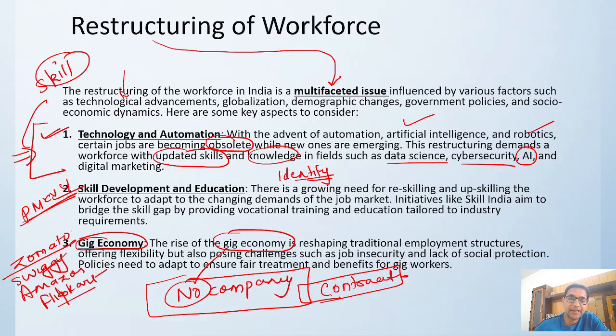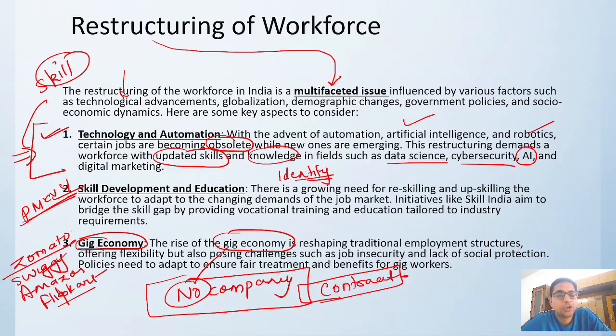They should do the work, they get the money, and the rest of the company is not responsible for the things. Okay, so because this gig economy is already reshaping the traditional employment. Right now, most of the people are working in 2-3 companies, right? So it is posing a challenge of job insecurity and social protection.